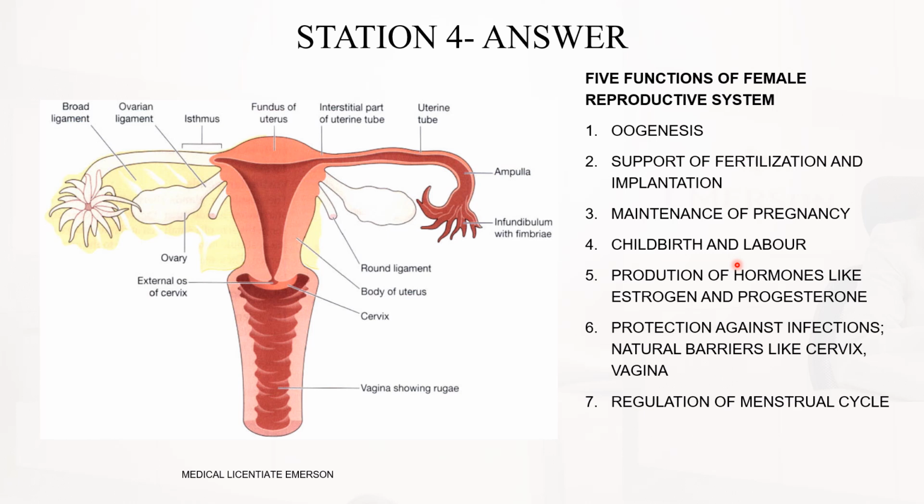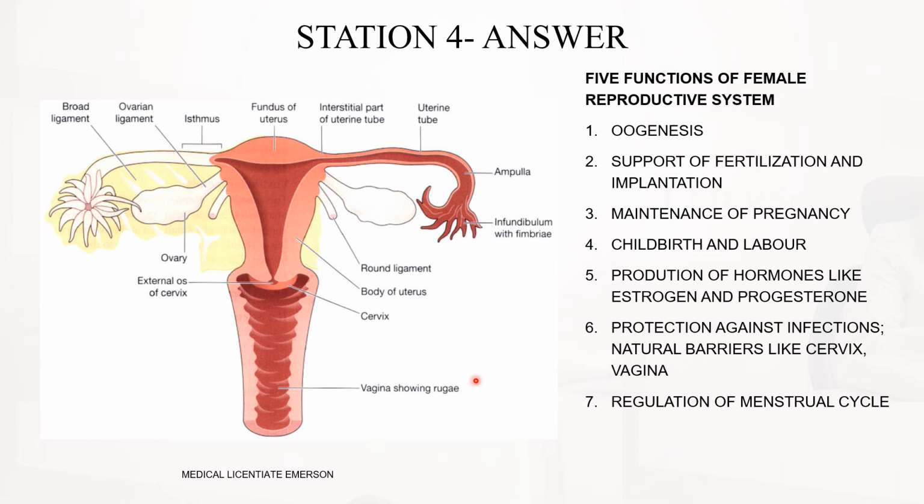Most of the things which I have noticed is that no matter how many times I ask this question, you find that there will always be students who put function of the female reproductive system as allowing penetration of the penis or for sexual intercourse, but that's not a function of the female reproductive system. The function is maintenance of pregnancy, childbirth and labor, fertilization. Sex alone is not a function of the female reproductive system.